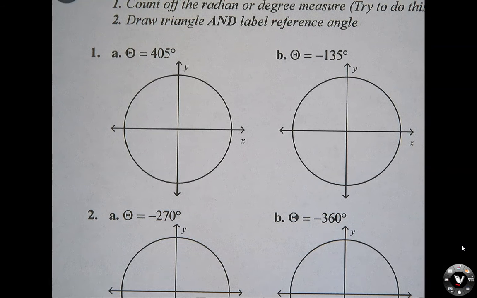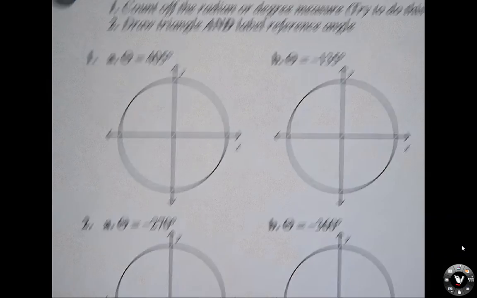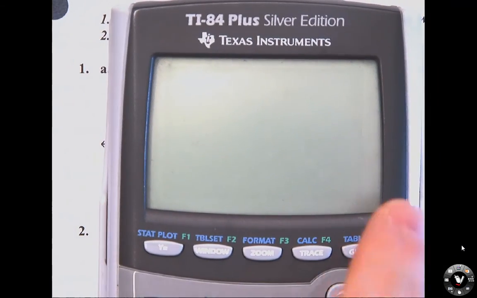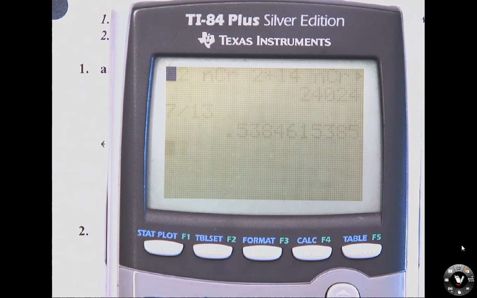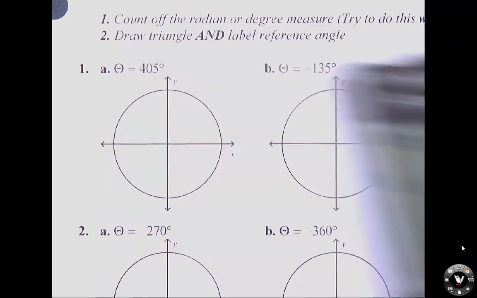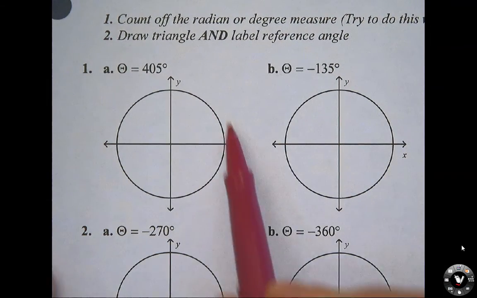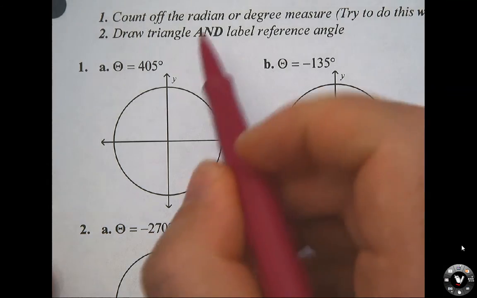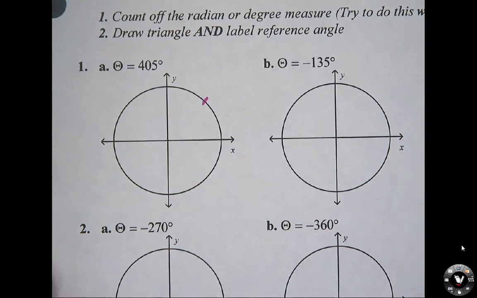So 405 degrees. Where would 405 degrees be? Well, first of all, 405 degrees is bigger than 360 degrees. So I want to figure out how far. So 405, take away 360. That's going to be a full rotation plus another 45 degrees. So 405 degrees would take me all the way around, and then I'd go another 45 degrees. We make a tick mark there.